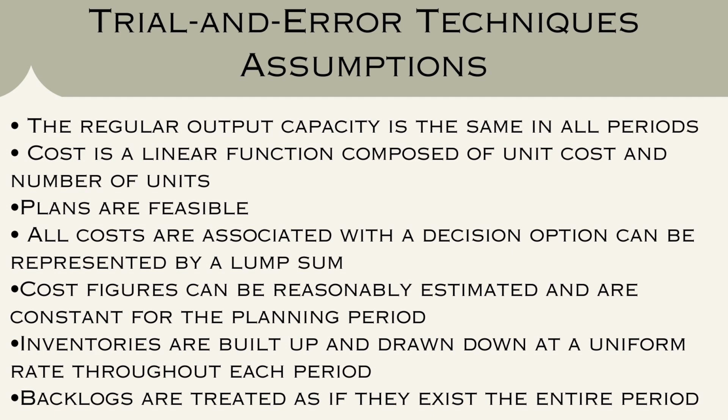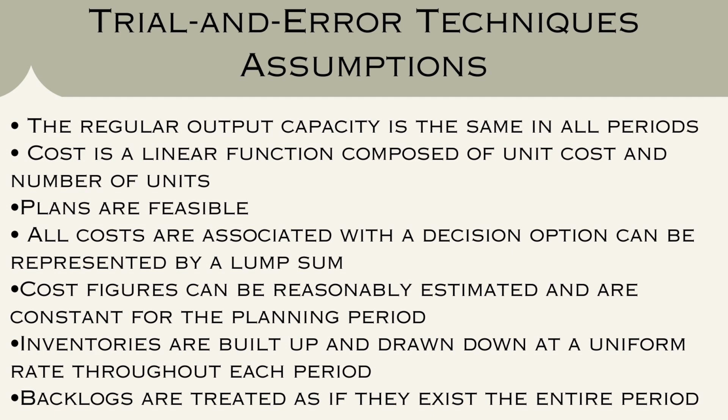Next is that plans are feasible. At this part, plans considered during the trial and error process are possible and can be implemented without any constraints or limitations. Next is that all costs associated with the decision options can be represented by a lump sum. All the costs associated with the specific decision options can be represented as a lump sum, simplifying cost analysis and comparison.